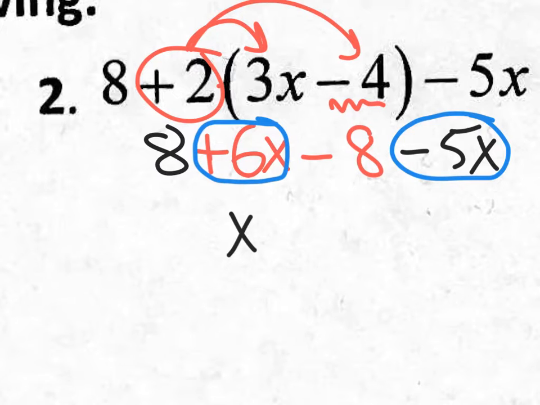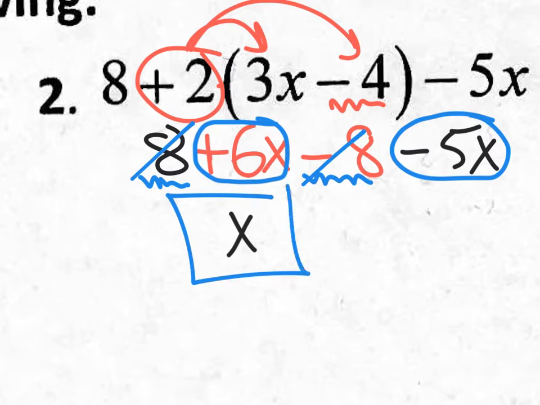And what about the numbers? Let's take a look at those numbers. How about this positive 8 combined with this negative 8? That cancels out, it becomes 0. So the only answer to number 2 is the single variable x, or you could say 1x if you want.